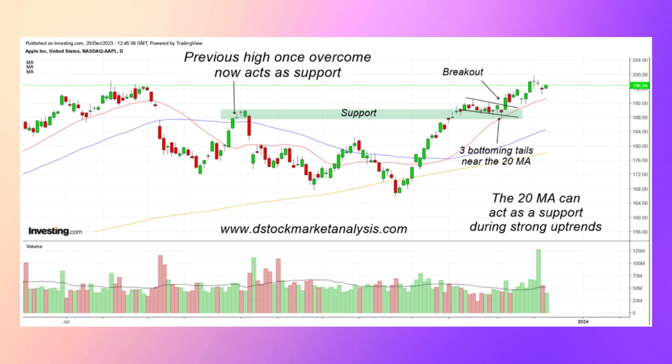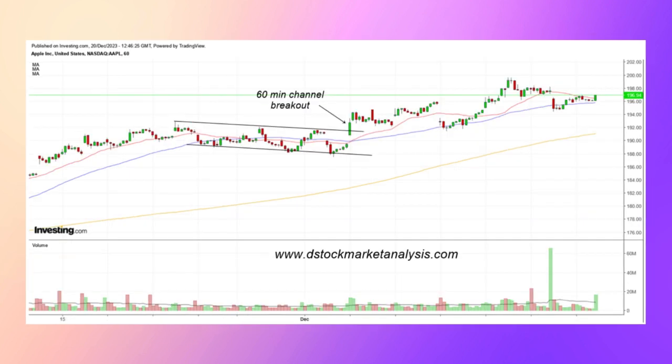And what is interesting here is that the three bottoming tails are actually very near the rising 20 MA. When the stock is in a strong uptrend, the 20 MA can actually act as a support. And usually when a stock is in an uptrend and meets the rising 20 MA, it can just bounce out of it and move higher, which is the case with this stock, Apple.